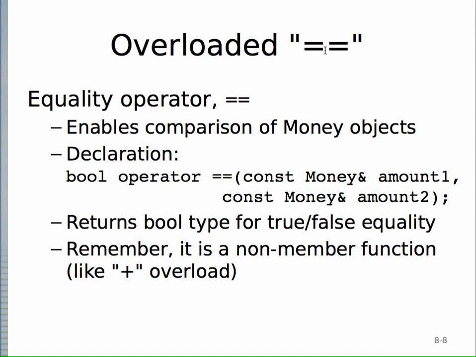That is, it sits outside the class. It's not part of the class itself. But it uses the money class. So the equality operator basically allows you to compare money objects. Just like we added two objects in the last example, we can use this equal operator to compare two things. The left-hand side is this one, amount 1, the right-hand side is amount 2. And what it returns is a Boolean, either true or false.